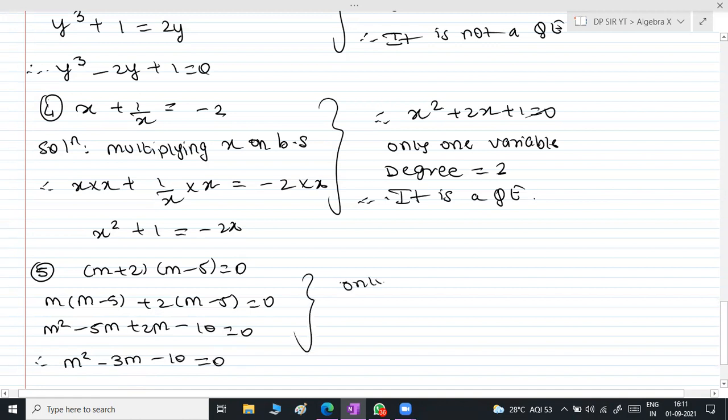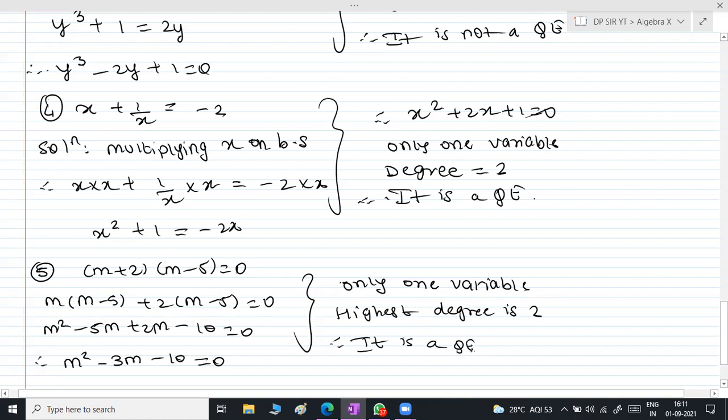Therefore only one variable, that is, m is the only variable, take it in that sense, and the highest degree is 2. Therefore it's going to be a quadratic equation. Okay, never mind. We'll go ahead.